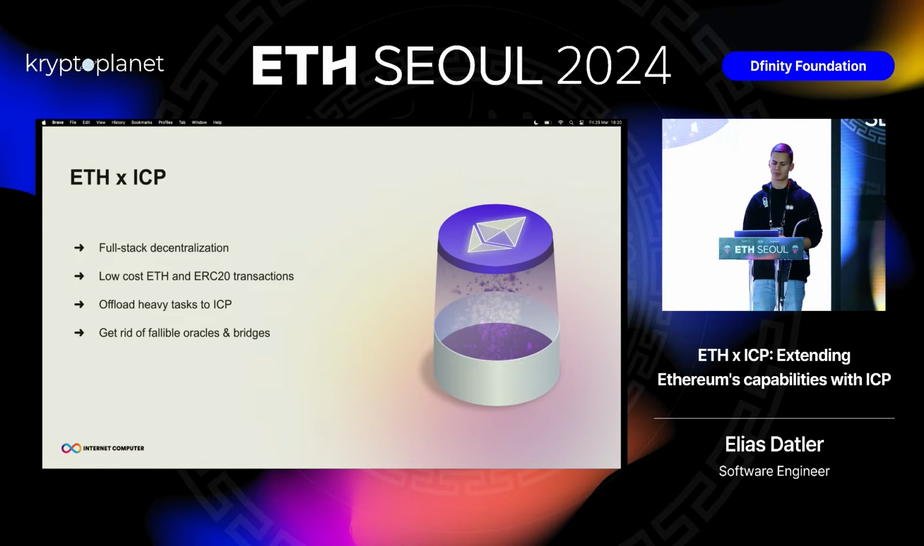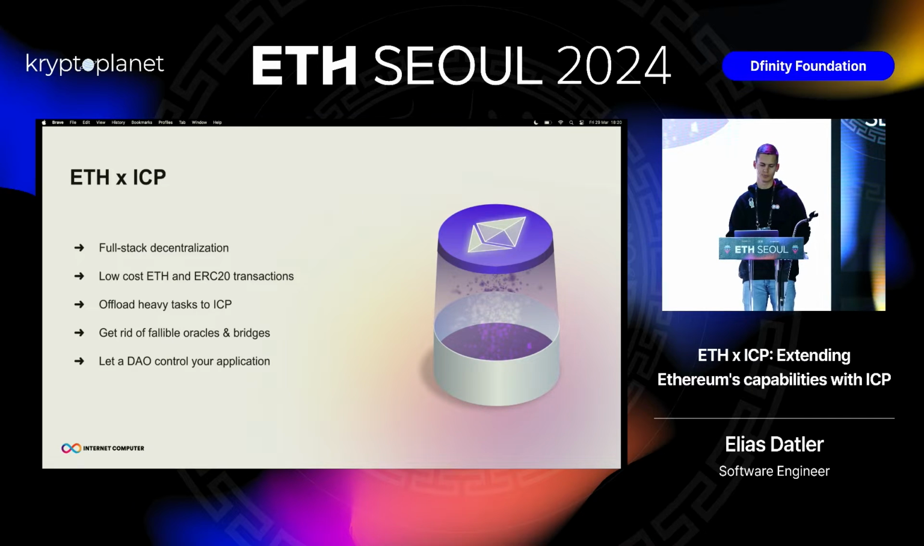It also allows you to get rid of oracles and bridges, because you can make calls to the internet directly from a Canister, and you don't need any trusted third parties managing that. And finally, as I've shown you, for example, with OpenChat and various others, you can give away control of your dApp and really create a DAO, a decentralized autonomous organization that can control your application. They will have the ability to upgrade the canisters when it's needed. And yeah, you can have real decentralization and community ownership.